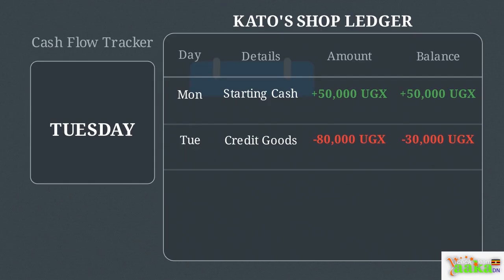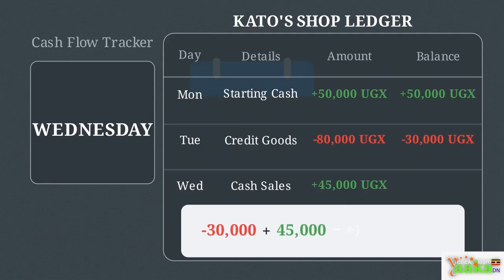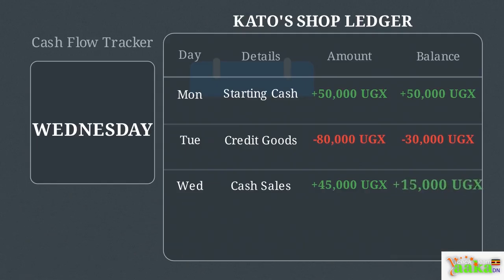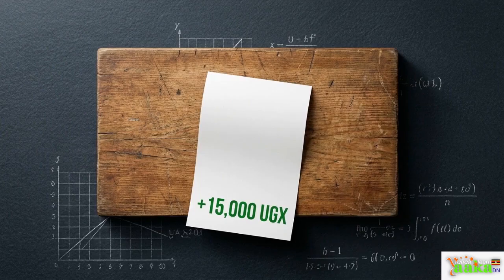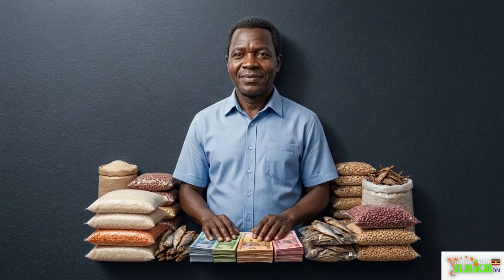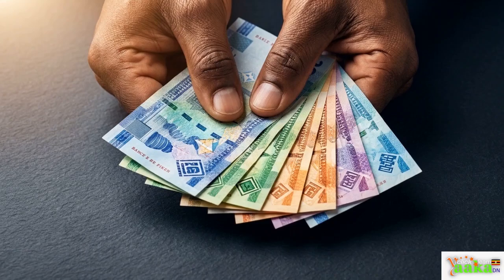On Wednesday, Kato makes cash sales totaling 45,000 shillings. We add that positive value to his negative balance, pulling his total out of the red. The math leaves him with a final balance of positive 15,000 shillings. In physical terms, Kato has cleared his credit deficit entirely and holds tangible cash profit in his hand.